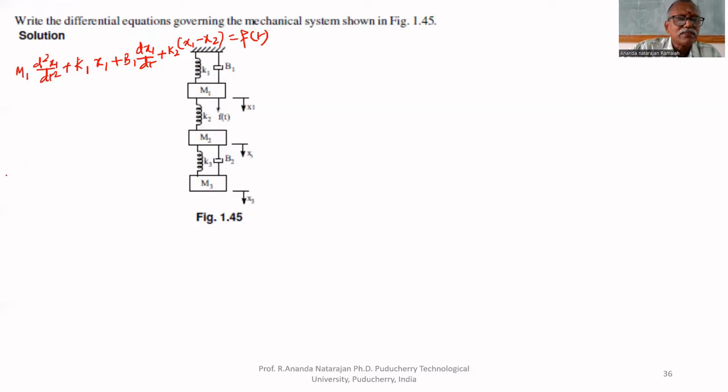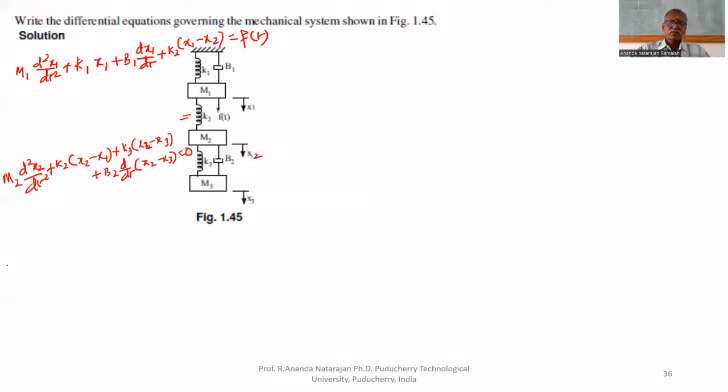The second equation is M2 d square x2 by dt square. This is for the mass. Then for another element connected, which is K2, here the reference displacement is x2. Therefore K2 (x2 minus x1) plus K3 (x2 minus x3) plus B2 d by dt of (x2 minus x3) equal to 0.